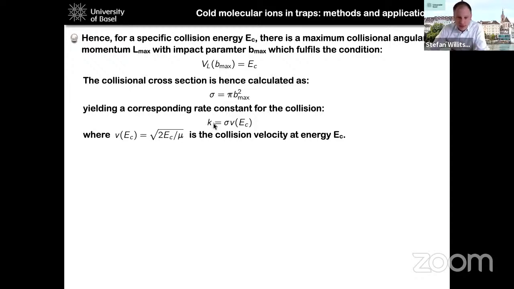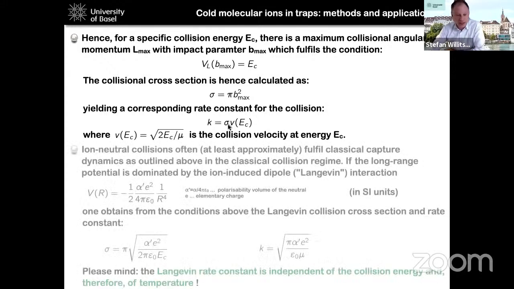Okay? So the picture that we have here is that in this classical capture theory, the collision energy needs to be high enough in order to surmount the centrifugal barrier in the effective potential. This gives me a condition for the maximum impact parameter that the collision can have. And the maximum impact parameter is then linked to the cross-section and the cross-section to the rate constant. So that is the rationale.